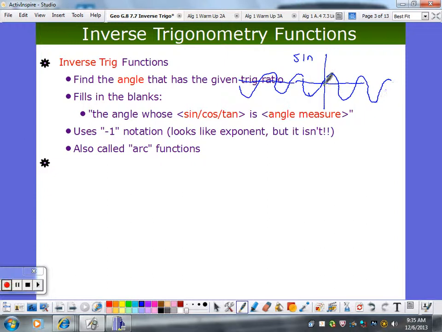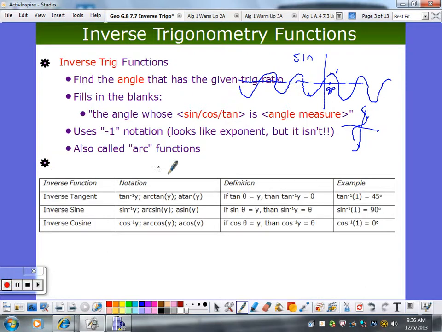So if I know my x is 90 degrees, I know my sine value is going to be 1. So what I'm going to do with inverse sine is if I have a 1, I want 90 degrees. And it kind of turns it this way. I can't remember which way it goes. I think like that. It happens backwards. So it turns it upside down so it can find the angle that has the sine of 1. So how do we write it?